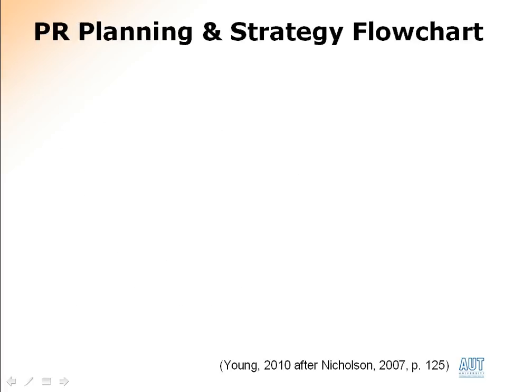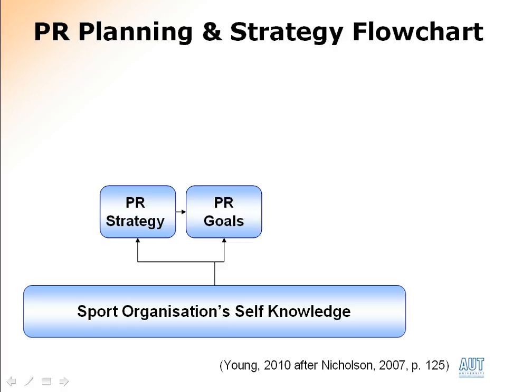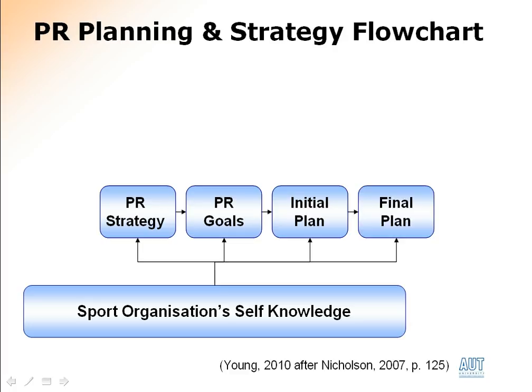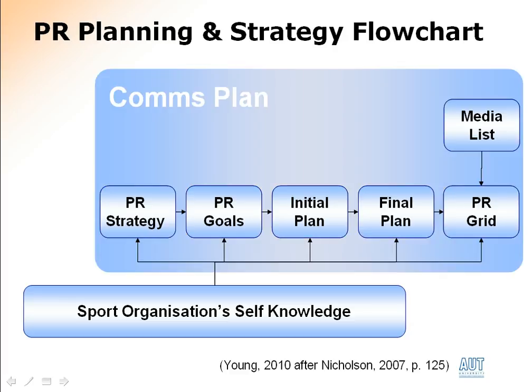So to start off with then, there's a PR planning and strategy flowchart that we're going to have a look at. The sports organisation's self-knowledge. First of all, the organisation needs to know itself, and if there are any pieces missing, you've got to fill them in. You need to know what your PR strategy is. You need to know what your PR goals are. You've got to have your initial plan, then you go to final plan, so you work through a whole load of other bits and pieces and do some double checking. You'll have a PR grid that'll actually be all your PR effort for the year, and you'll have a media list that will fit in with that. That is all your communications plan components.